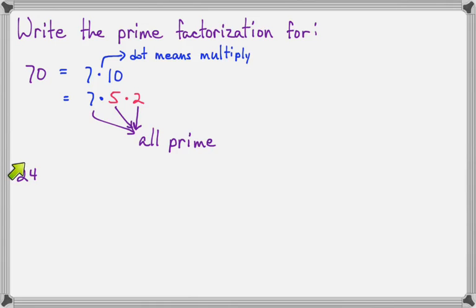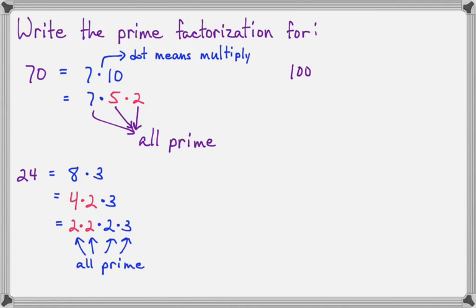Now let's look at 24. Now I bet you can think of 2 or 3 different ways to break down 24. The first way I thought of was 8 times 3. Now 8 is 4 times 2. So 24 is 8 times 3, but if I break down the 8, it's 4 times 2 times 3. And then 4 is not prime, so I need to think of 4 as 2 times 2. So 4 is 2 times 2, and then this 2 is here, and that 3 is here. So the prime factoring for 24 is 2 times 2 times 2 times 3.